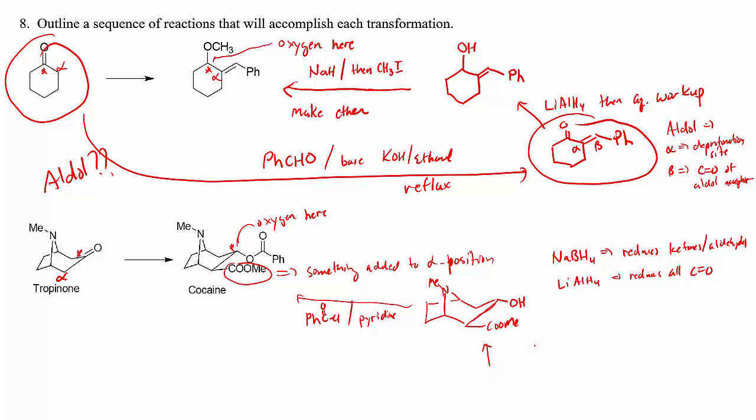Okay, so what we would want to do is just use the selective reducing agent, sodium borohydride, and apply it to this compound. We have a ketone and an ester. It's only going to reduce the ketone.